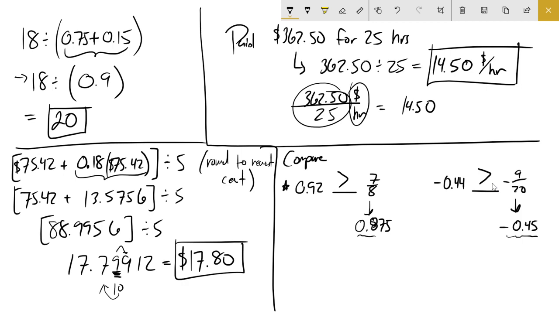Because we're on the negative side, right? Inequalities just measure which one's further along on the number line. So negative 0.44 is actually to the right of negative 0.45, so it's a little bit bigger, right? Perfect. Any questions on these examples so far? Where the numbers came from?